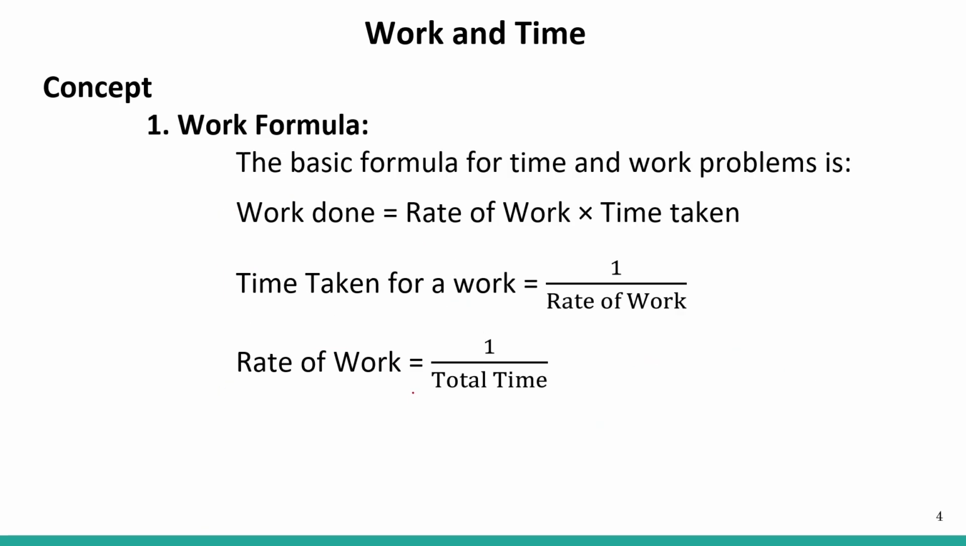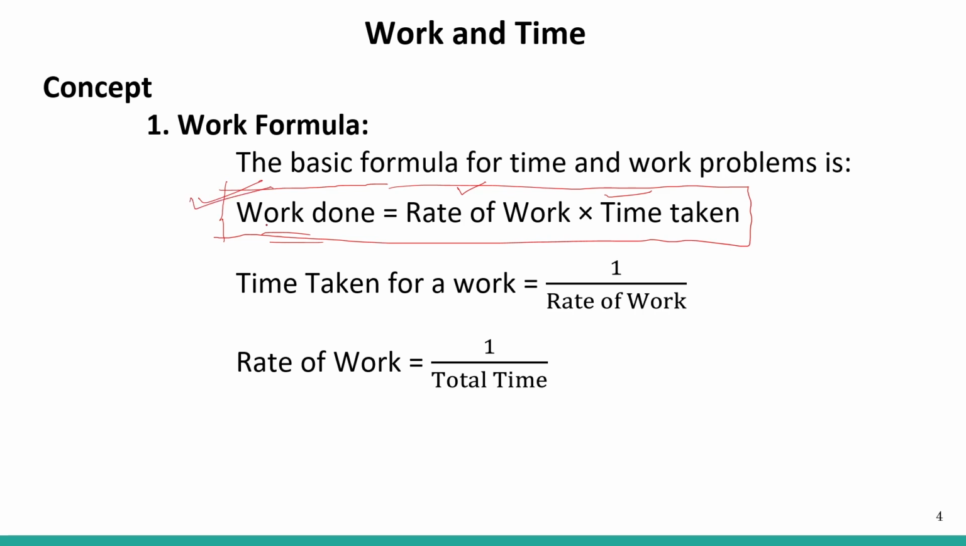So let's see what the work formula is. The basic formula for time and work problems is: work done is equal to rate of work into time taken. This is the formula that you need to remember and master, because it will be used very often in this chapter. Please remember this. Time taken for a work is equal to 1 by rate of work. This is the second formula.